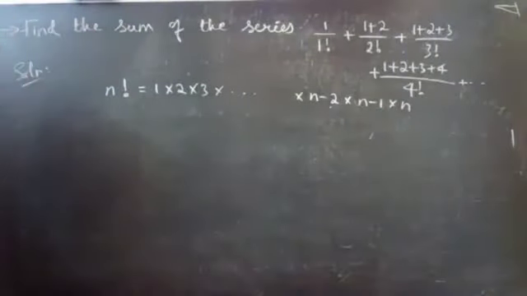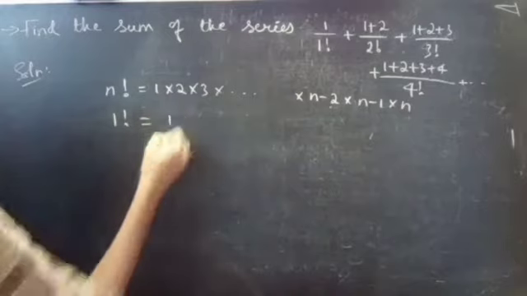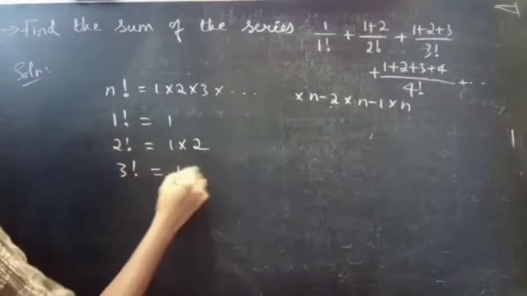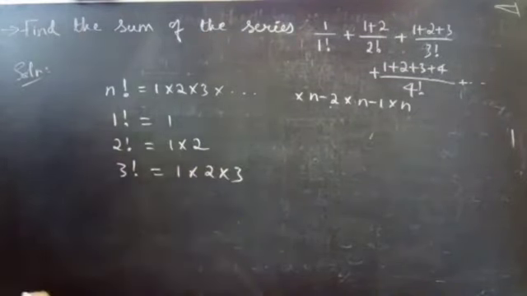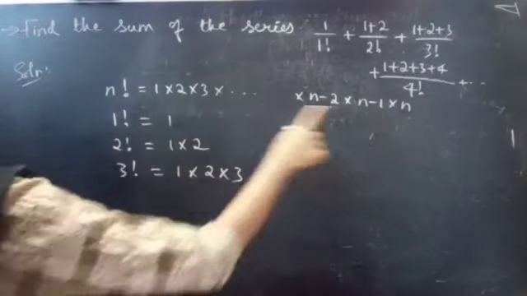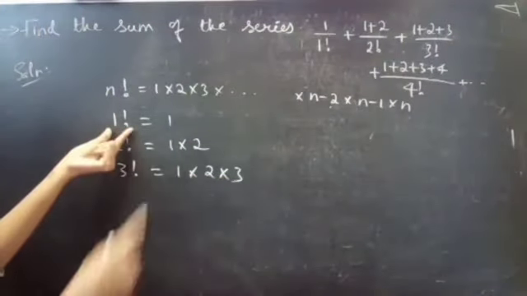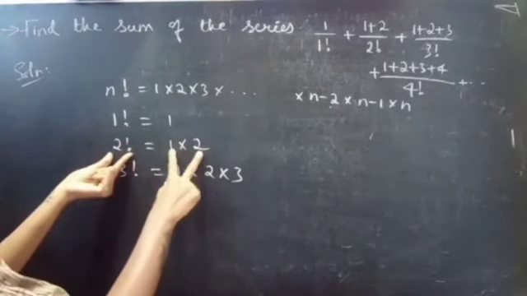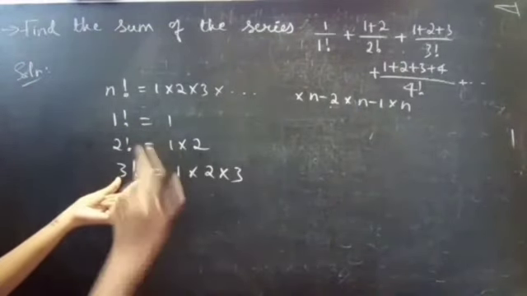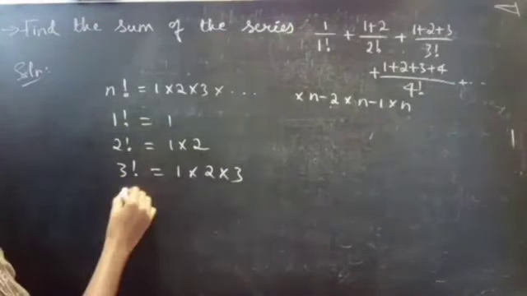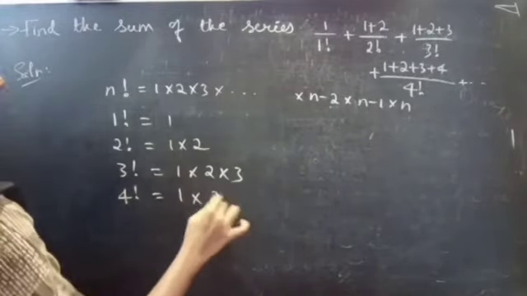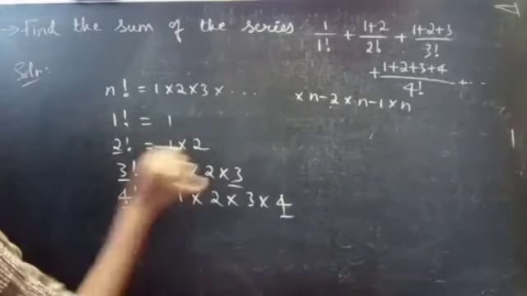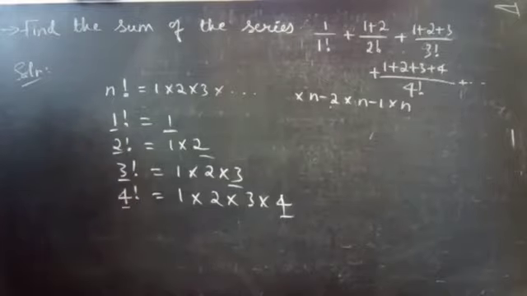Likewise, 1 factorial equals 1, 2 factorial equals 1 into 2, 3 factorial equals 1 into 2 into 3. If you are getting n factorial equals 1 into 2 into so on into n, 1 factorial will be 1, 2 factorial will be 1 into 2, that is 2 numbers. 3 factorial will be 3 numbers, 1 into 2 into 3, and 4 factorial will be 1 into 2 into 3 into 4. You'll get the same number at the end.